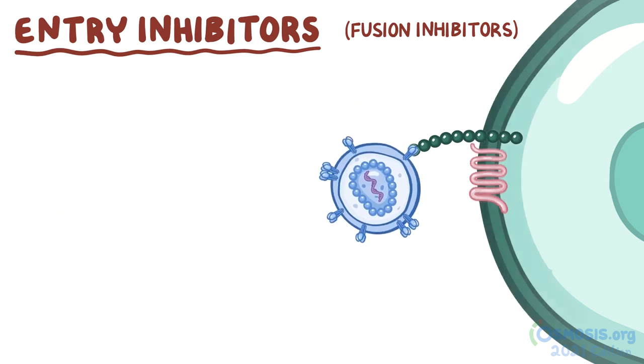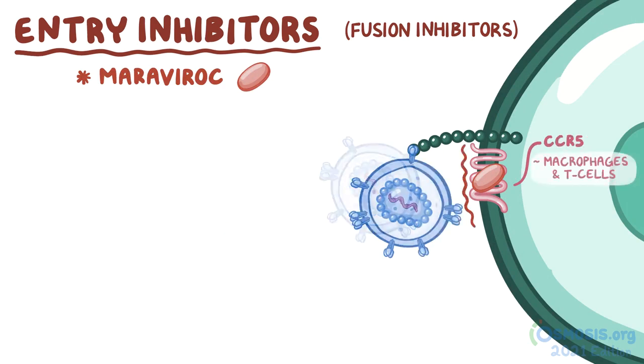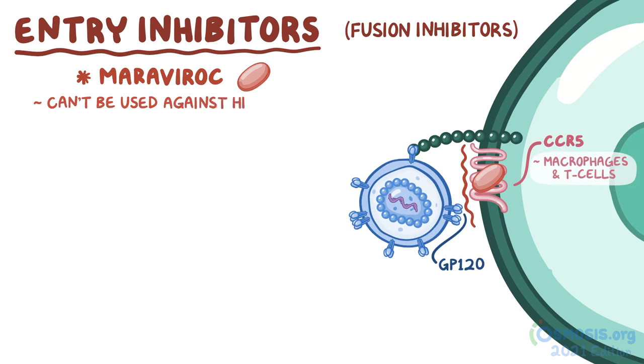The second type of entry inhibitor is maraviroc, which targets the immune cells. This medication binds to the CCR5 co-receptor on the surface of macrophages and T cells, which prevents GP120 from binding. This medication can't be used against HIV strains that bind to the CXCR4 receptor instead of CCR5.